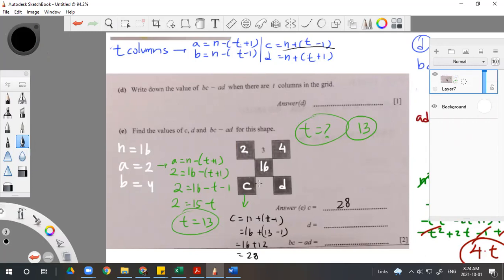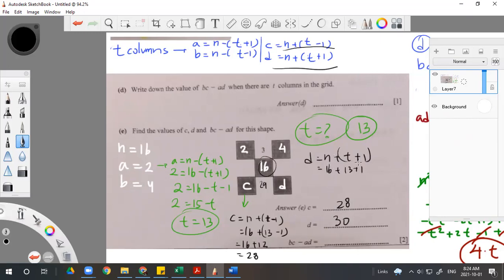The D nggak usah dihitung ya. Ini kan 28, ini 29, pasti 30 lah ya. Udah nggak usah ditanya lah. Nggak usah pakai rumus. Mau pakai rumus juga boleh. D equals N plus T plus 1, right? So, N-nya 16, 16 plus 13 plus 1. Ya udahlah, 30. What else? Right? Soalnya kan dia ngurut.